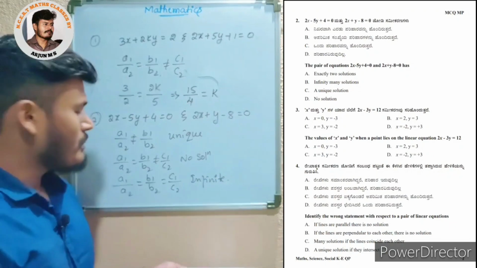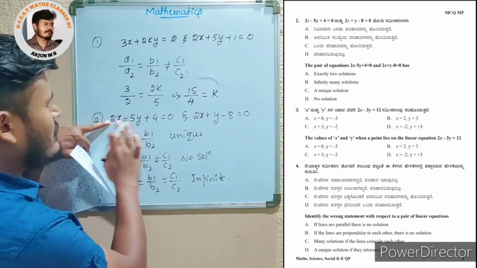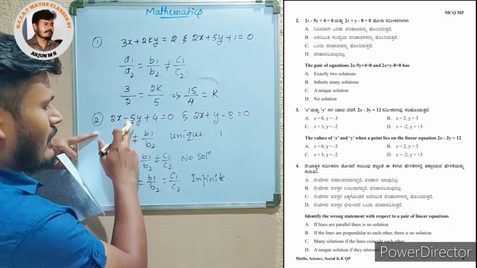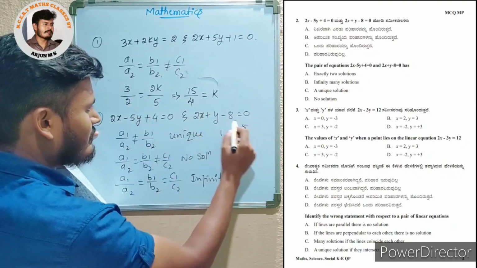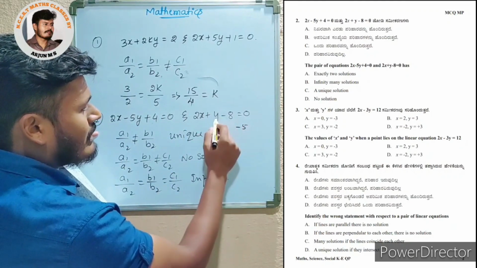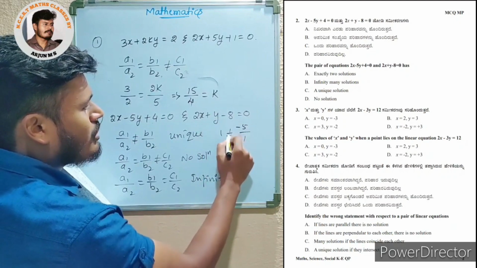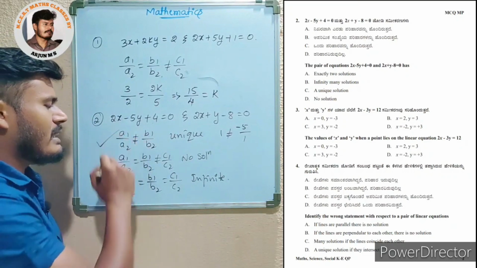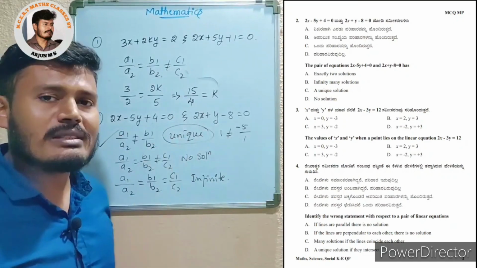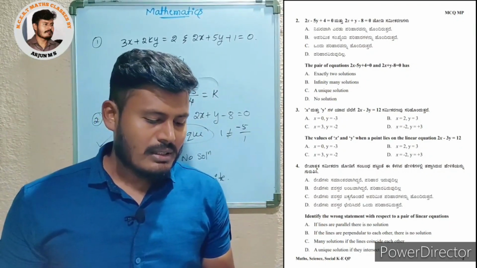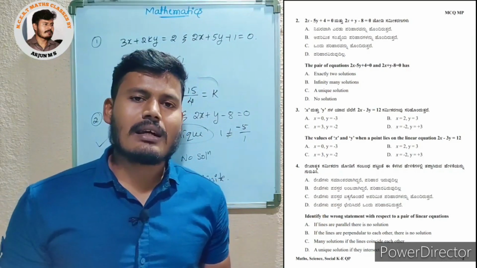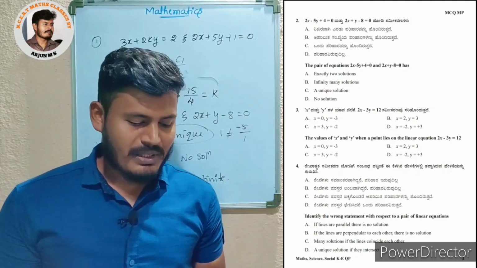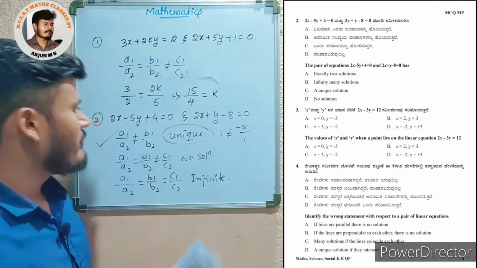Now you just observe here, a1 is 2, a2 is 2, 2 by 2 is equal to 1, and here b1 is minus 5 divided by b2, the coefficient of y, which is 1. So 1 is not equal to minus 5. So these two belong to the first condition. That's why it has how many solutions? Unique solution. So option C is the correct answer. That answer is unique solution. Now we're moving on to the third question.